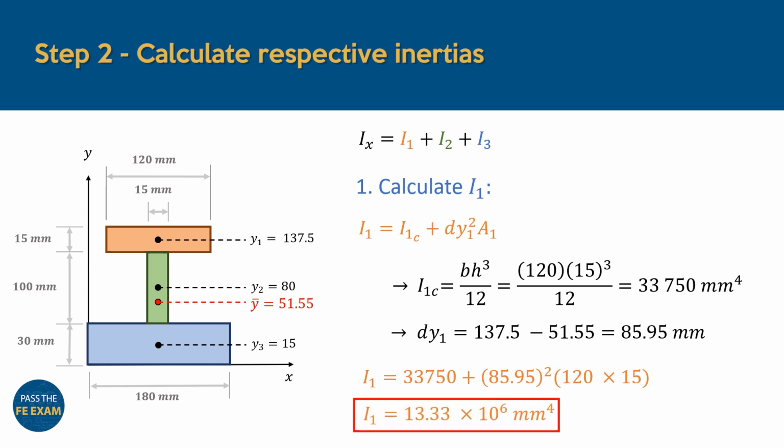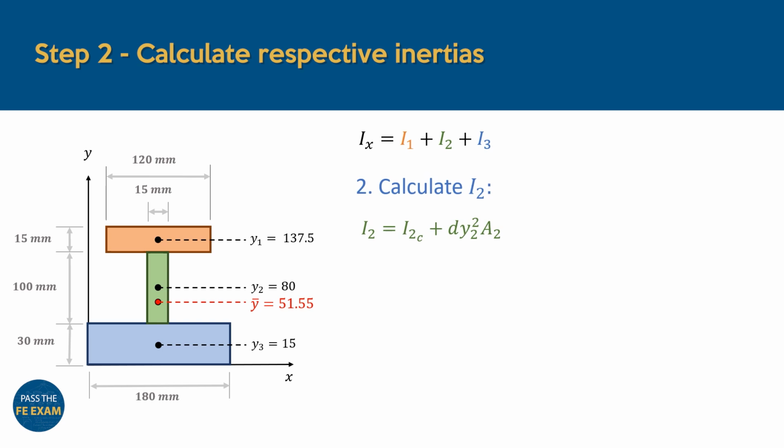We can now substitute these values into our parallel axis theorem, along with the area of the shape, to find its inertia as 13.33 times 10 to the power 6 millimeters to the power 4. We now repeat this process for the other 2 shapes.